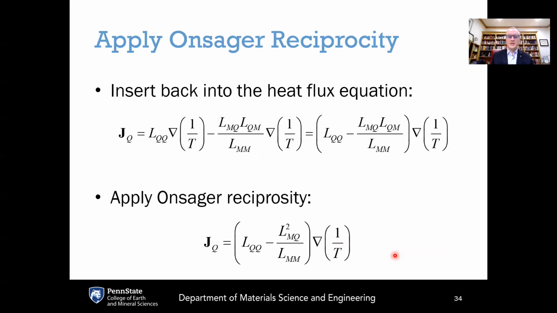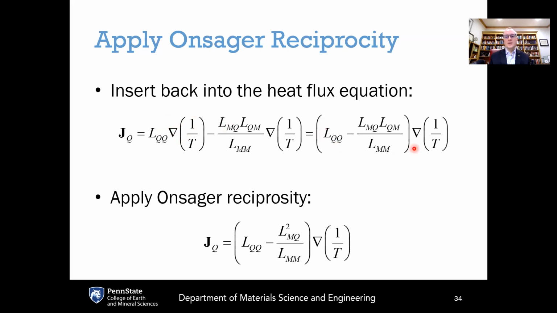If you take this relationship, you can plug it back into the flux equation for heat, the J_Q equation, and then you can simplify that equation a bit, because now you've got both terms described in terms of the gradient of the reciprocal temperature.